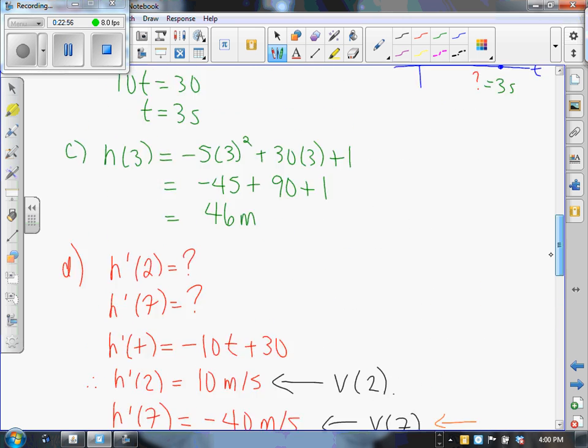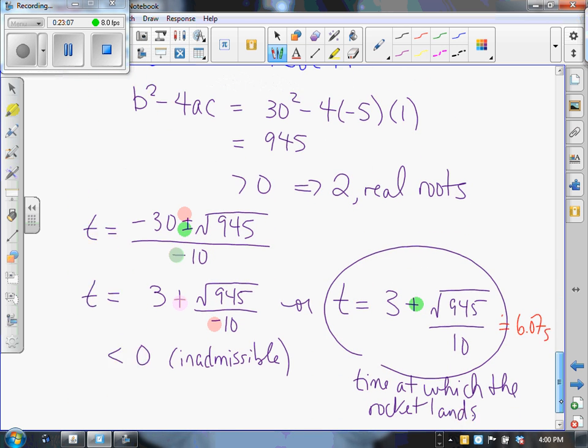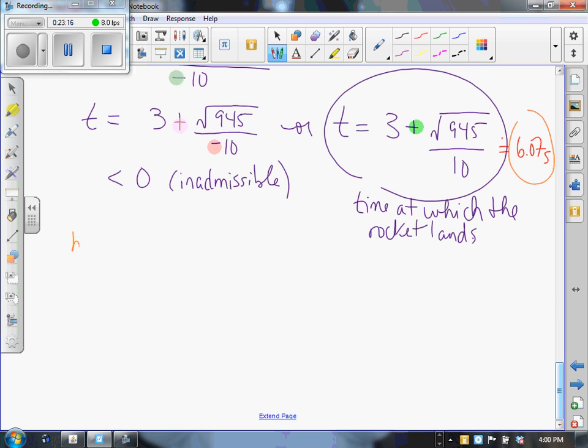So the last part is to determine the impact velocity, which is part H of the problem. So the impact velocity would be the instantaneous rate of change at the landing time, 6.07 seconds. So let's go ahead and figure that out. So the impact velocity would be v at 6.07 seconds, okay? So we're going to approximate, just for the purpose of getting an approximate answer that makes sense in general, as opposed to having radicals in our answer.